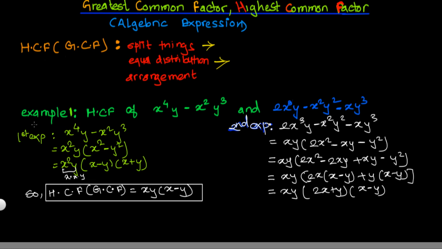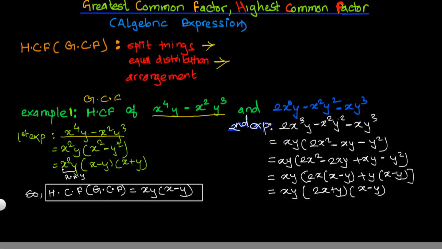Now let me introduce you to the first example. Let us find the H.C.F of this term, x^4 y minus x^2 y^3, and the other expression is below. Let us start with the first expression. In order to find the H.C.F or G.C.F, the first thing you must do is find whatever is common between the terms of the given expression. Suppose we have this term over here.